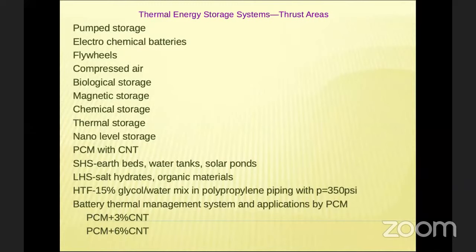Next, latent heat storage. Now we are using salt hydrates as PCM. We can also use organic materials. Heat transfer fluid with 15% glycol water mix in polypropylene piping with a pressure of 350 psi, and battery thermal management system applications by PCM. PCM with 3% carbon nanotubes, PCM with 6% carbon nanotubes. These are some of the latest research associated with thermal energy storage systems.